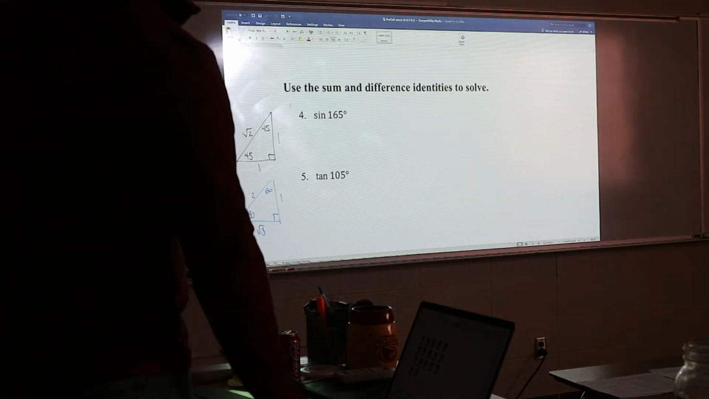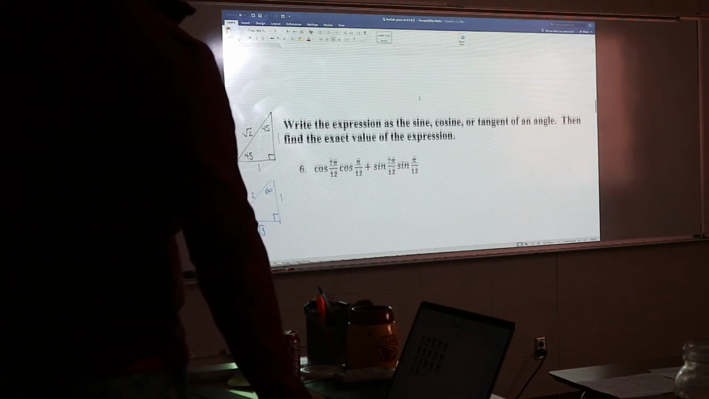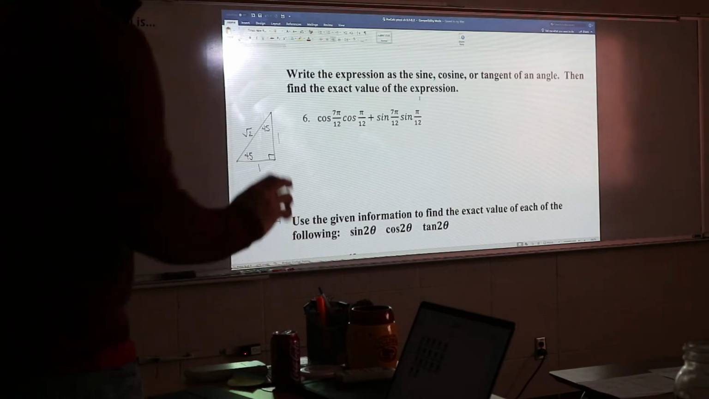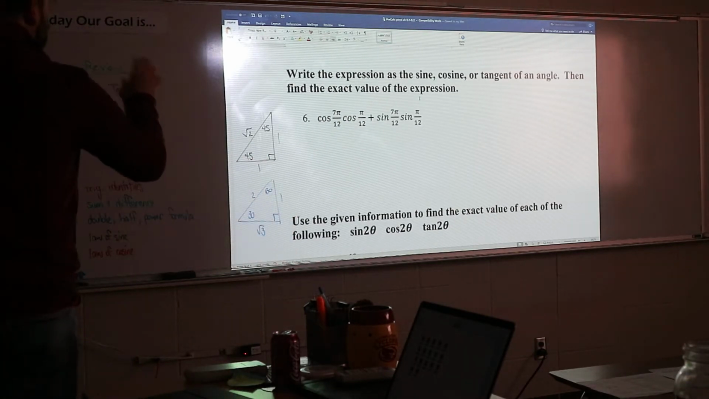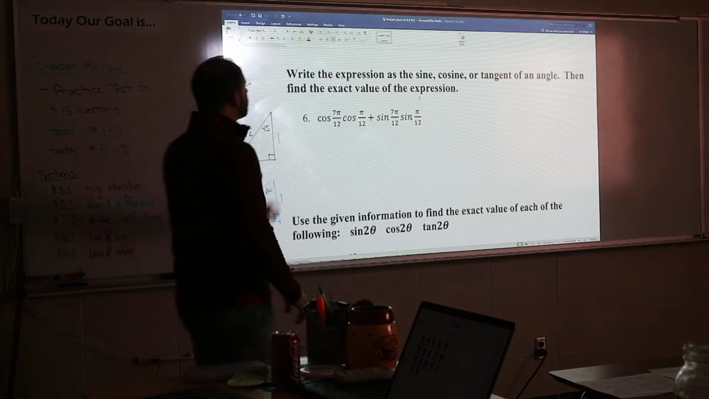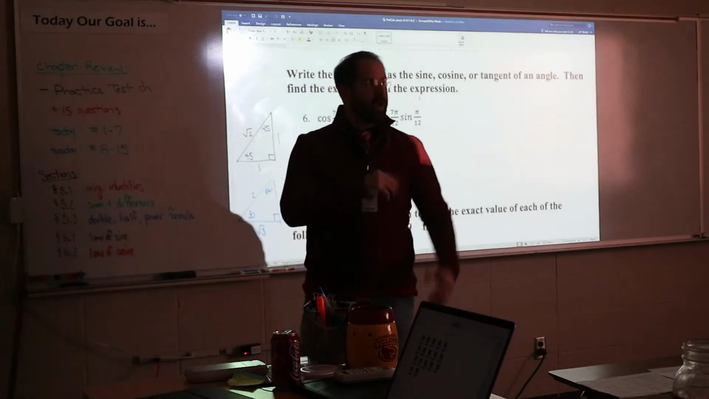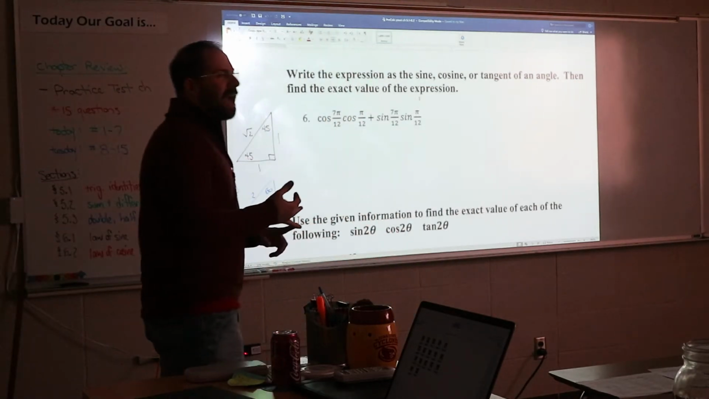Alright, let's go to number 6. Two numbers, you just plug it in the code. Okay, number 6. If you read the instructions, they want you to simplify it down to a single trig function: sine, cosine, or tangent. I'll show you what you do in a minute. And then it wants the actual answer for it.